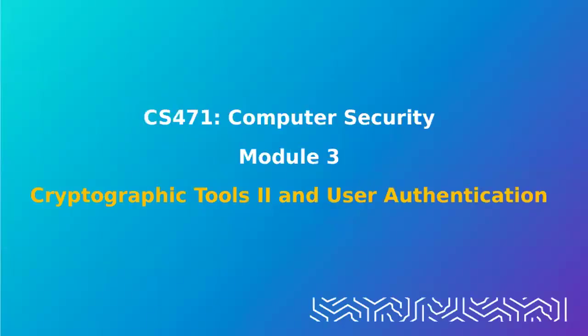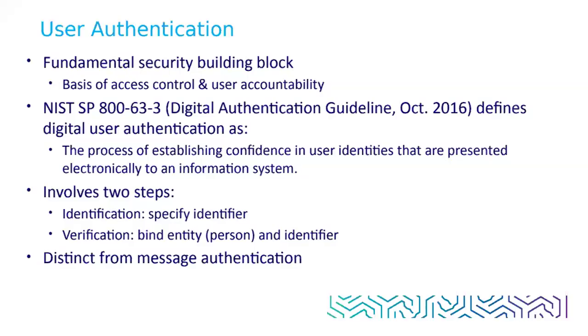So here in module 3, we are going to learn about cryptographic tools part 2 and the user authentication mechanisms. So first, let us understand what authentication is all about, and then what the mechanisms are. We all remember that in the previous two modules we learned about encryption, digital signature, hash function, HMAC, RSA, and the Diffie-Hellman mechanism. All these technologies help to protect the information.